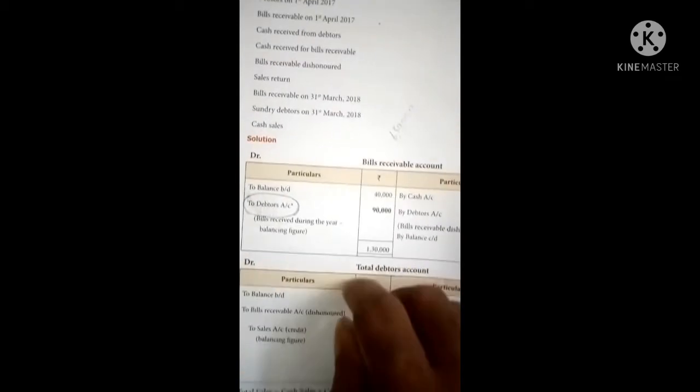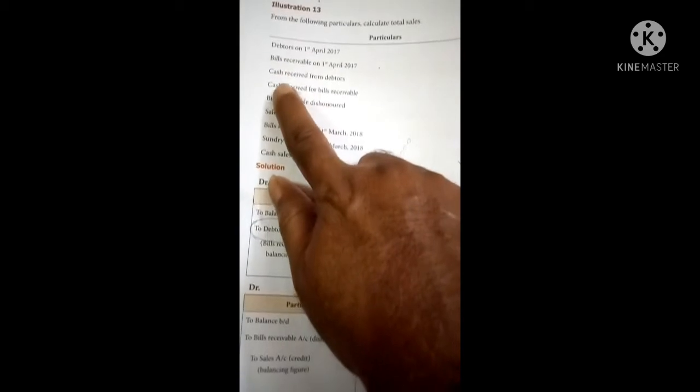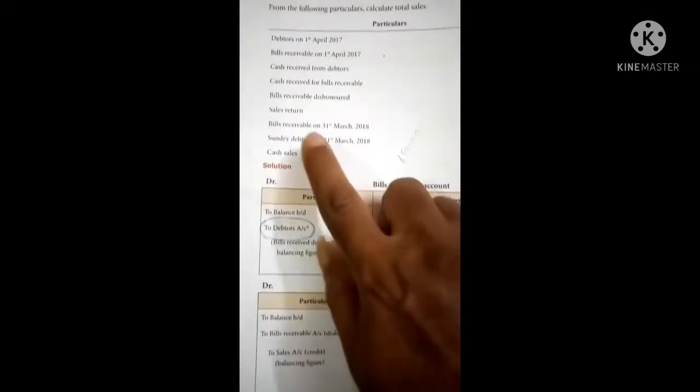And then cash received from debtors, the amount is 3,90,000. Write the amount on the credit side as per the specimen, by cash 3,90,000.